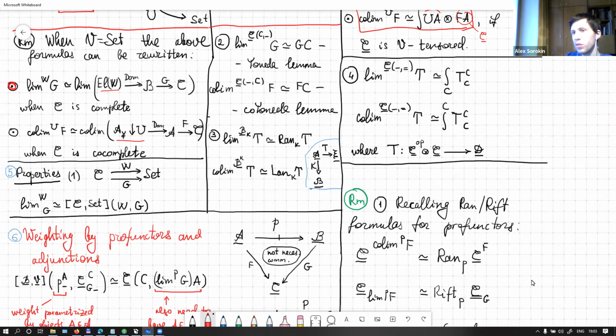Now let's look at a few properties of weighted limits and colimits. There are many more of them, but I won't be talking about them all right now. The first one is that if our weight and functor are parallel to each other, so our functor takes values also in the category of sets, I'm talking right now about ordinary functors, not enriched ones, then the limit of functor G with a weight W is isomorphic to the set of natural transformations from the weight to our functor G.